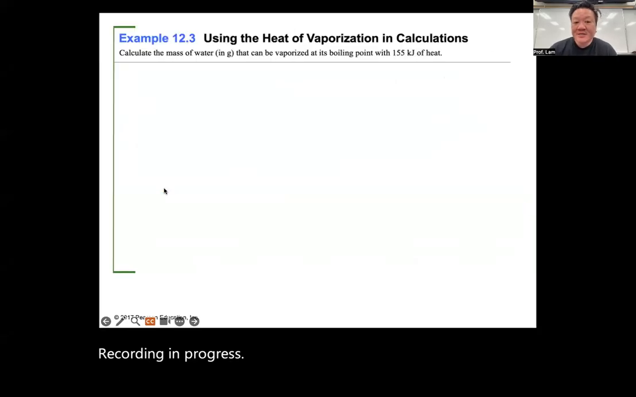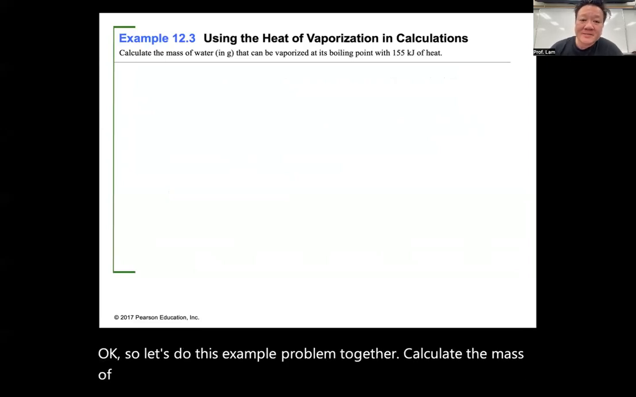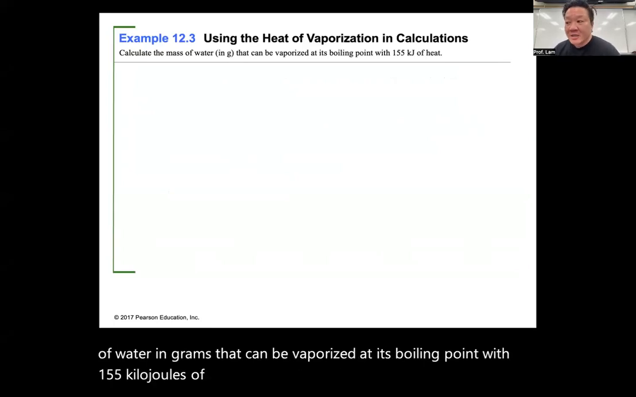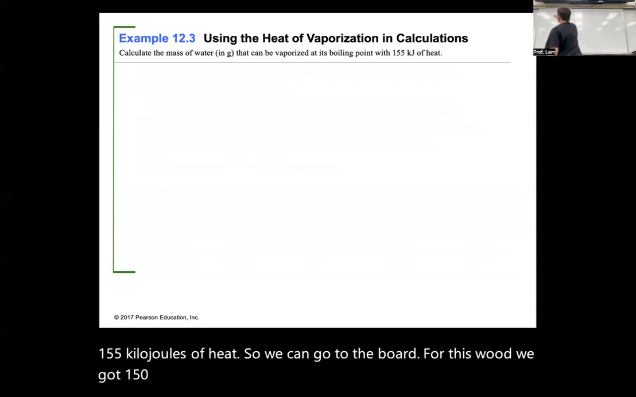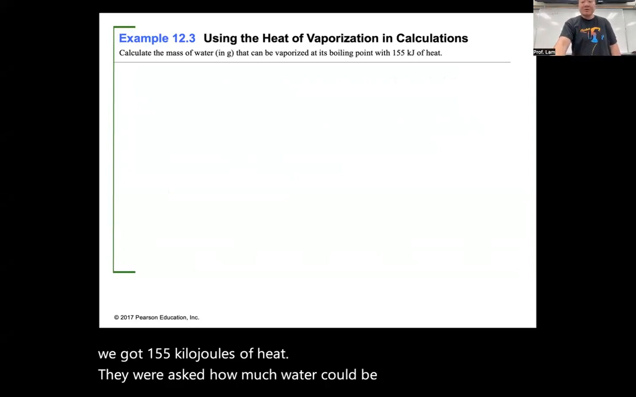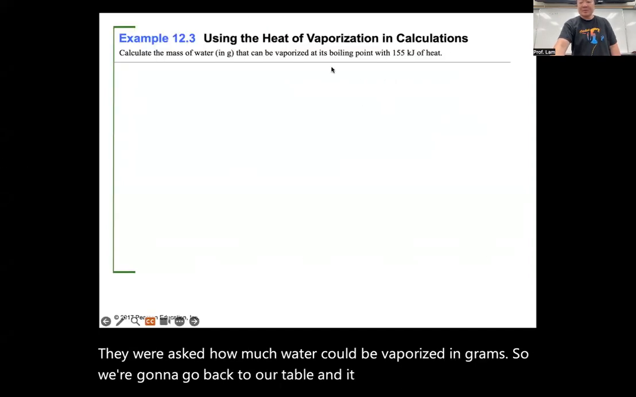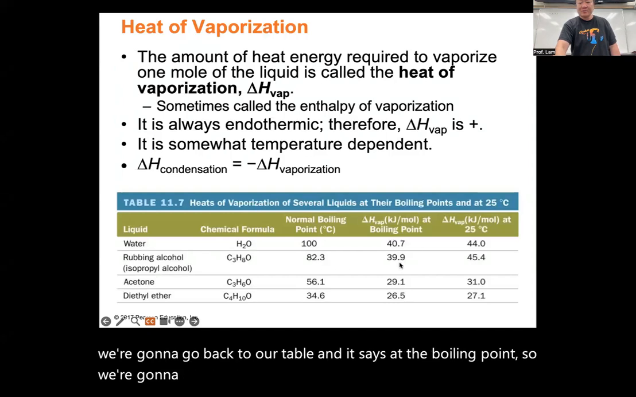Okay, so let's do this example problem together. Calculate the mass of water in grams that can be vaporized at its boiling point with 155 kilojoules of heat. Okay. So we can go to the board for this one. We got 155 kilojoules of heat. And we're asked how much water can be vaporized in grams. So we're going to go back to our table, and it says at the boiling point. So we're going to be in the third column here.